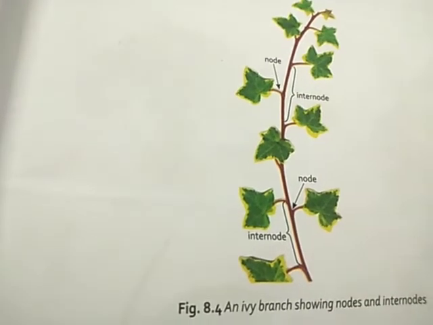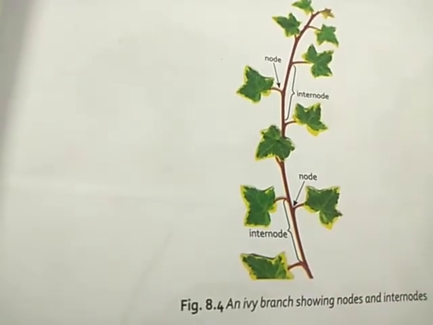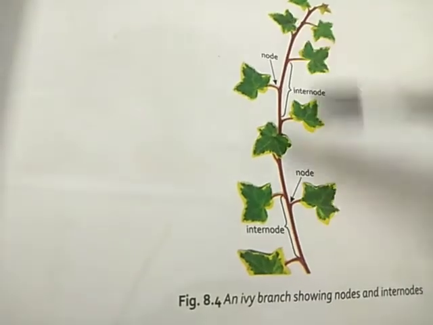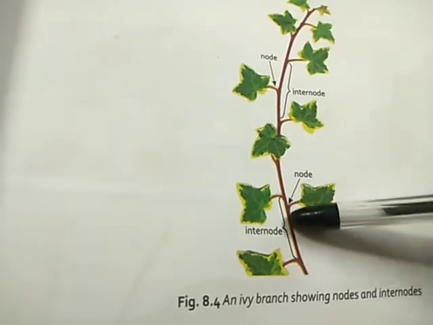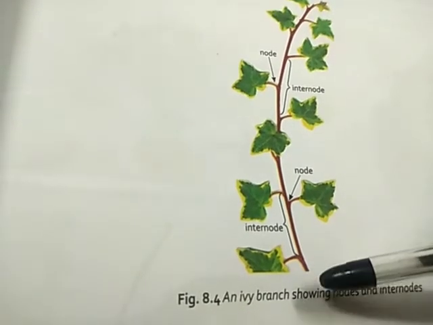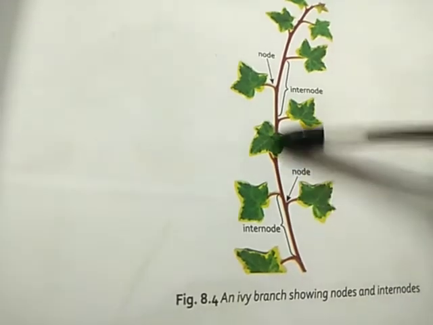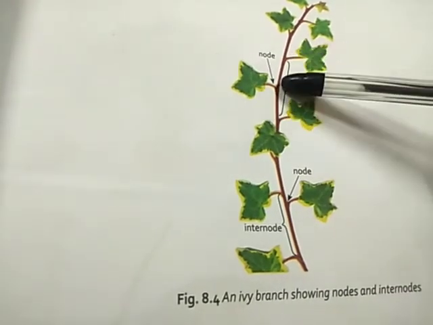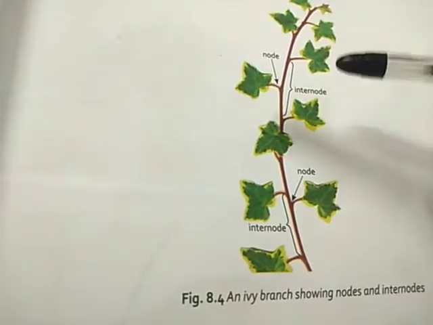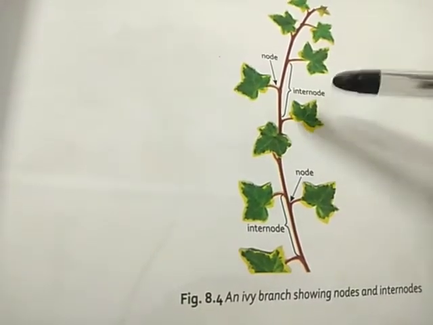The first one is the stem. Okay, the stem bears leaves. This part is known as the stem. As you can see in the picture here, the main part of the tree which grows from the soil above the ground is the stem. The stem bears leaves, flowers and fruits.